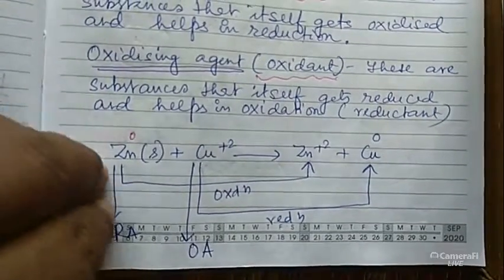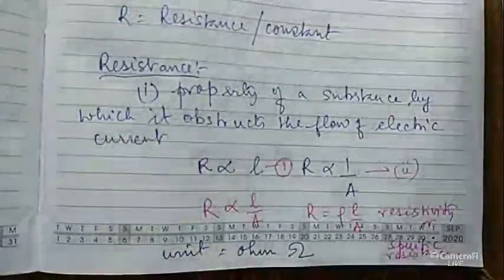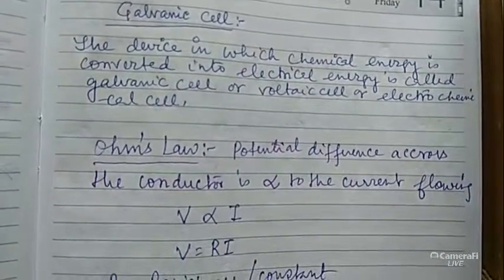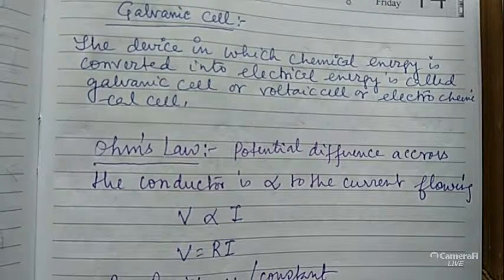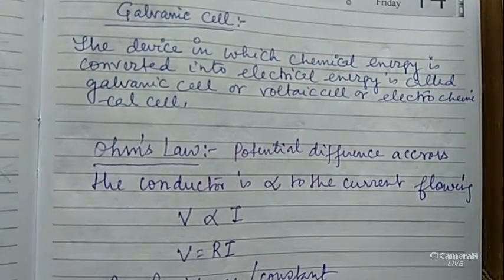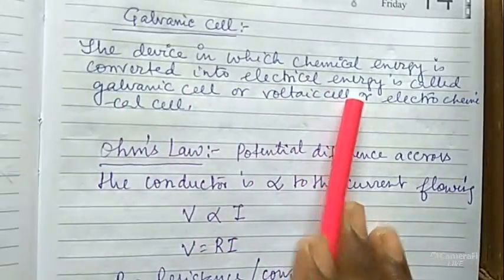Next, we are moving to the next part of the chapter. The next part of the chapter you have is galvanic cell. What is a galvanic cell? A galvanic cell is a device. Now, the question comes, what is in that device? A galvanic cell is the device in which chemical energy is converted into electrical energy.